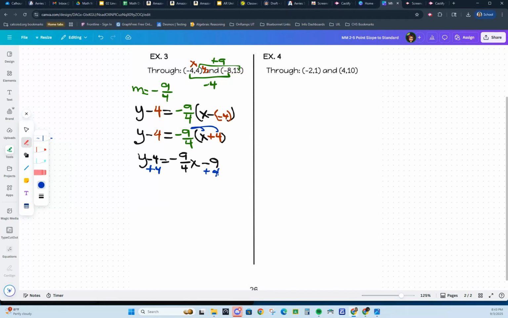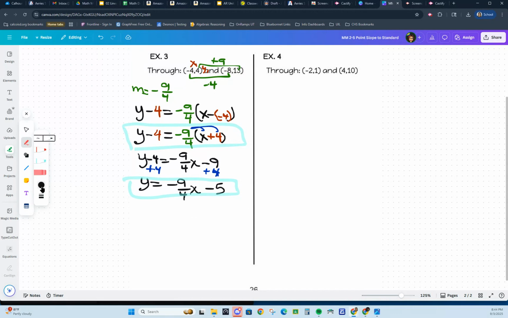This is a 4. Okay, there we go. And we'll get y equals -9/4 x minus 5. Now at this point, we have our point slope form right here. This is our slope intercept form. And now we're going to move into our standard form.